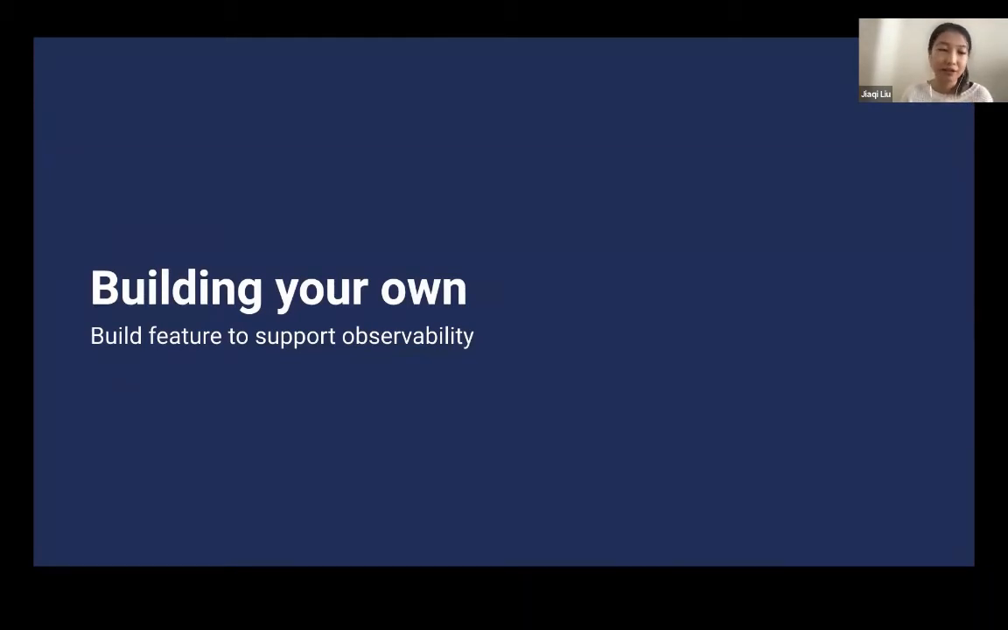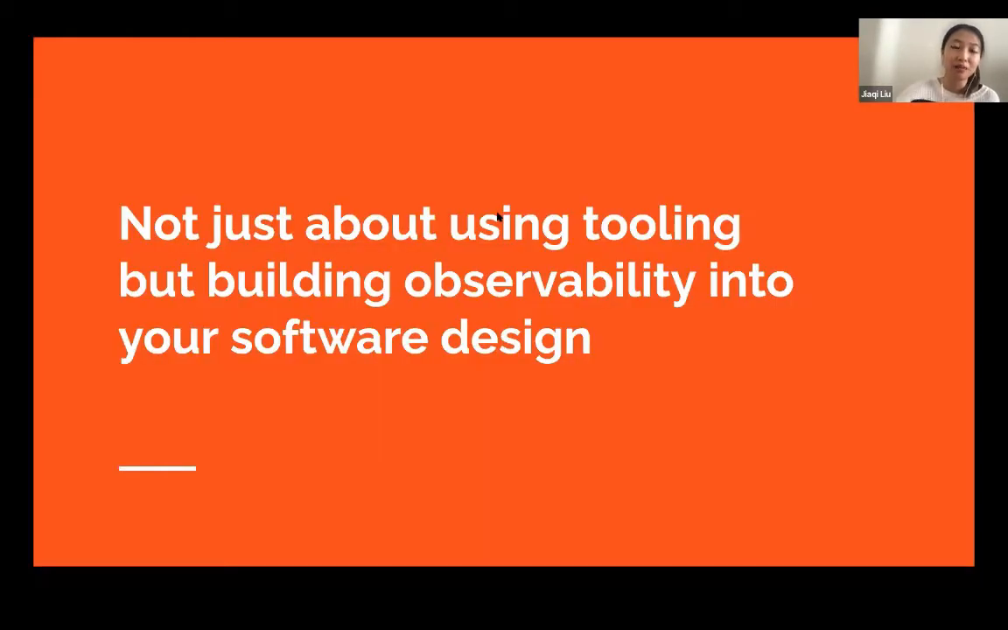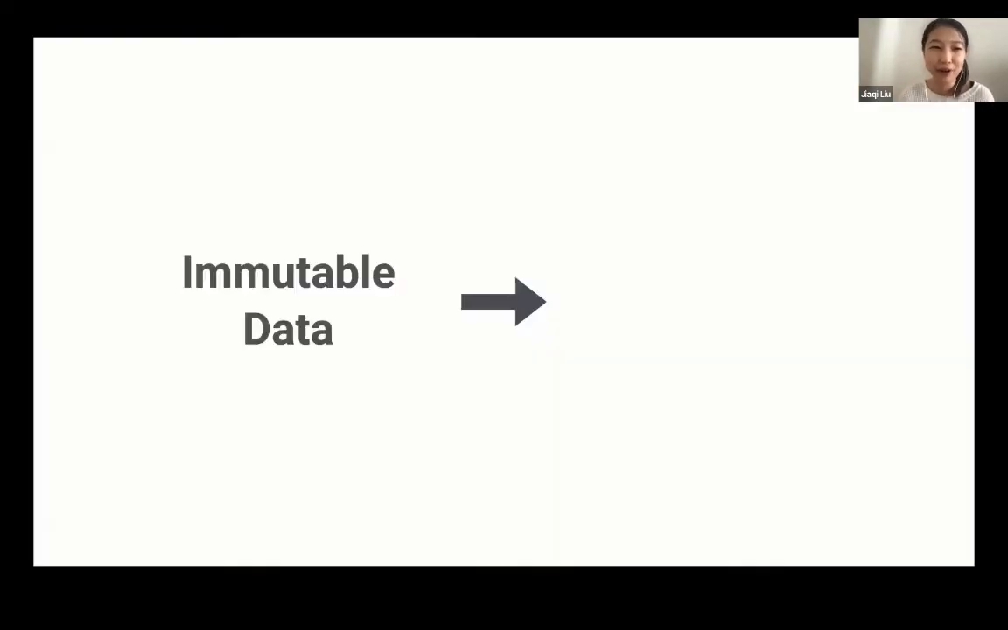So monitoring and alerting is definitely not the only way to pay attention to these. One important aspect is actually building in features that will allow you to support observability better. Again, it's not just about using tooling provided to you, but also thinking about this when you're designing software. So there's two specific non-functional requirement type of features that I'm really excited about that I try to look for.